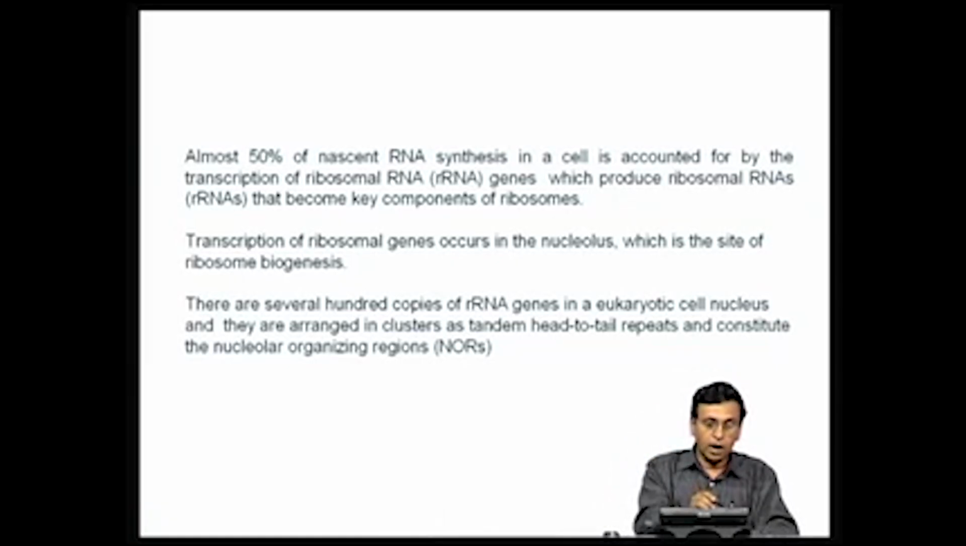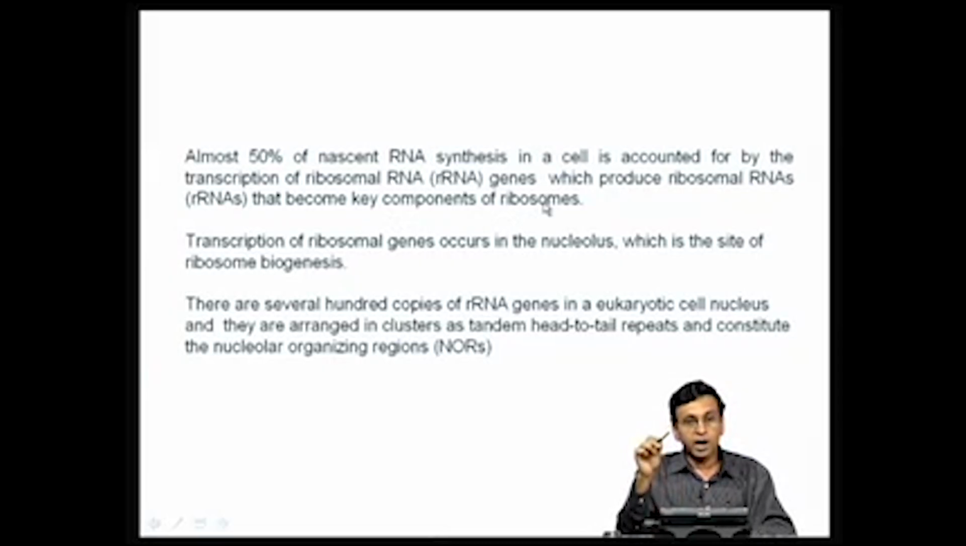In fact, almost 50% of the nascent RNA which is synthesized in the cell is accounted for by the transcription of ribosomal RNA genes. So, rRNA transcription or rDNA transcription accounts for more than 50% of the total RNA inside the cells. So, messenger RNA is only a very small fraction; ribosomal RNA is followed by tRNA, and mRNA accounts for only a very small fraction of the total RNA. So, it is important for us to understand how the cell synthesizes such large amounts of ribosomal RNA.